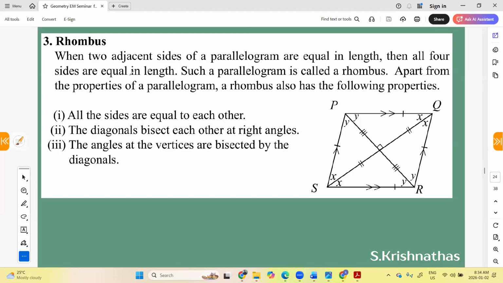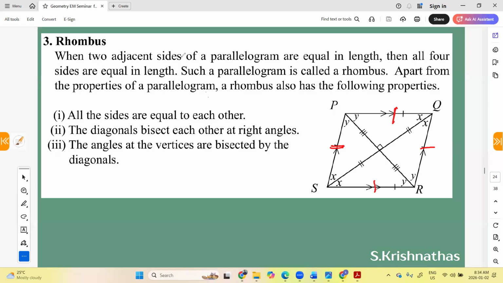Students, in a parallelogram, two adjacent sides are equal. That is a rhombus. That is the least condition. If the adjacent sides are equal, that is which one? Rhombus. Right.